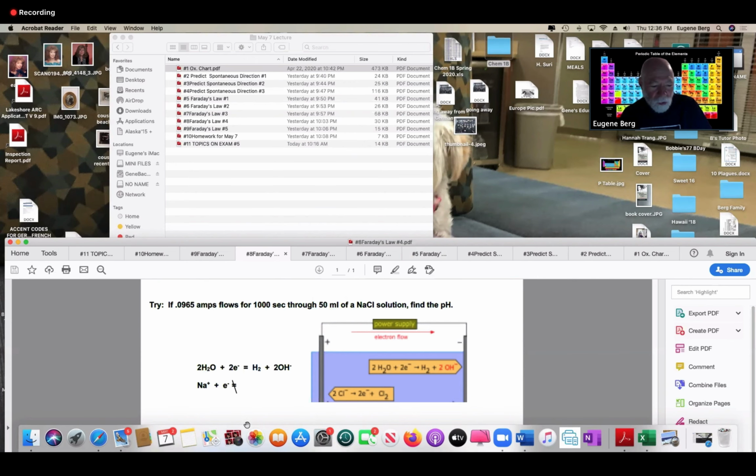It's a fight between sodium wanting the electrons and water. So if it's a water solution, it's a fight between sodium and water. And I have to tell you that it turns out water wins out. So sodium is not going to pick the electrons, water is going to pick it up.